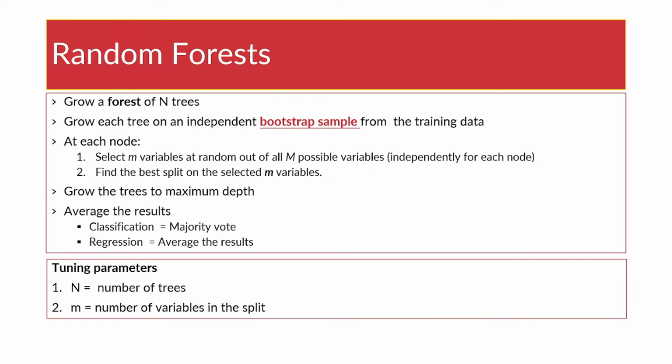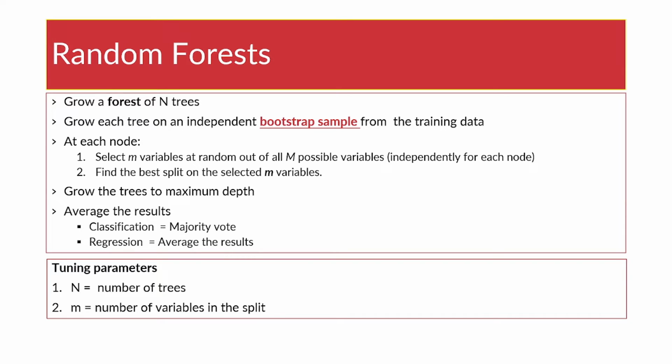What is a random forest? We grow a forest of n trees, growing each tree on an independent bootstrap sample from the training data. At each node, we select m variables at random from the M possible variables, independently for each node, find the best split on the selected m variables, grow the trees to maximum depth, and average the results. The classification is a majority vote, and the regression is the average of the results.